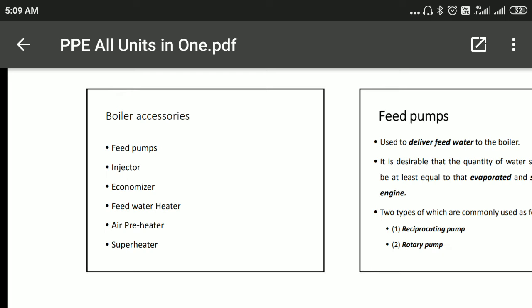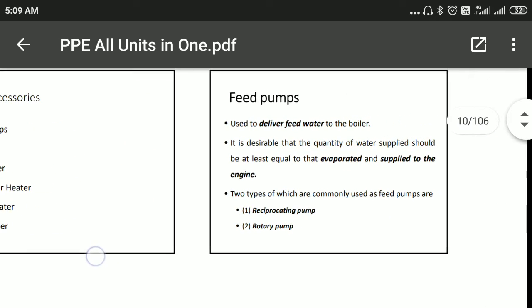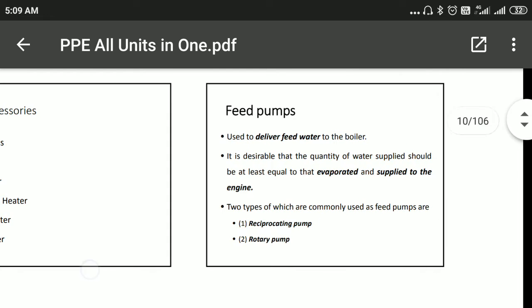and superheater. Mainly, of all these types, the feed water pump, economizer, air preheater, and superheater are mostly employed in the boiler to increase the efficiency. So we will study about the first, feed pumps.